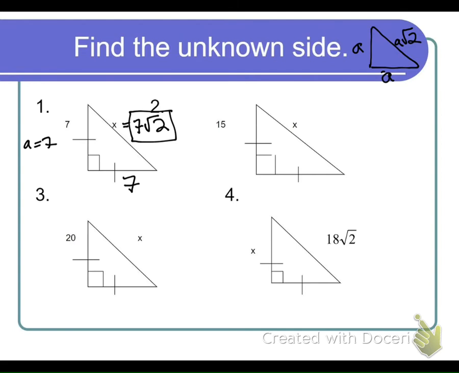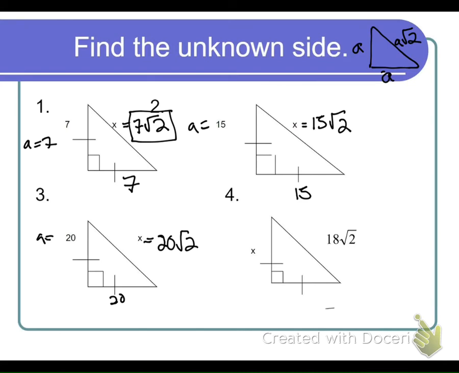Over here, you know that A would have to be 15. So A, we know they're congruent, so this has to be 15. What's X have to be? 15 square root of 2. Yep. And you see the trend down here. We see our A is going to be 20, and then X is going to be 20 square root of 2.